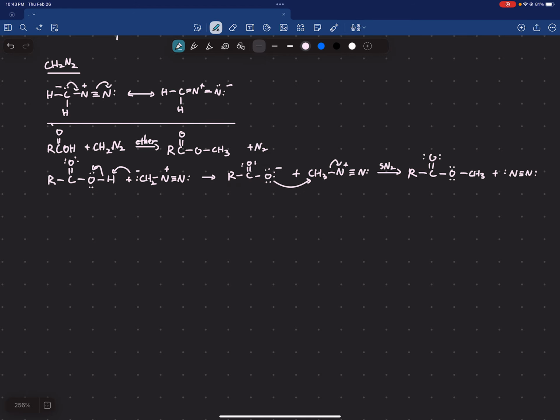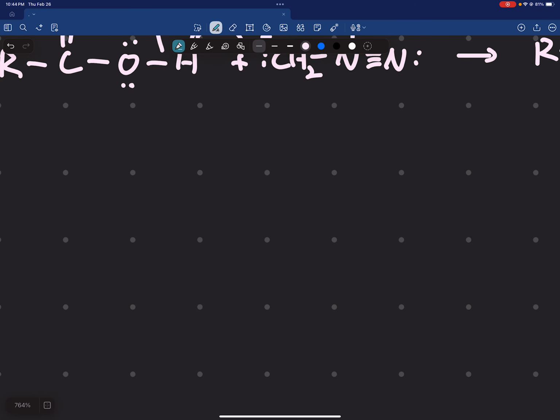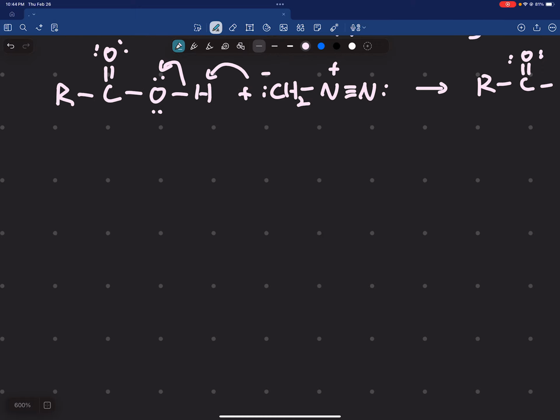So let's move on. Let's go over how we can convert a carboxylic acid to an acid halide. Acid chlorides will probably be the most frequently used acid halide in the laboratory because they're relatively inexpensive and easy to prepare.